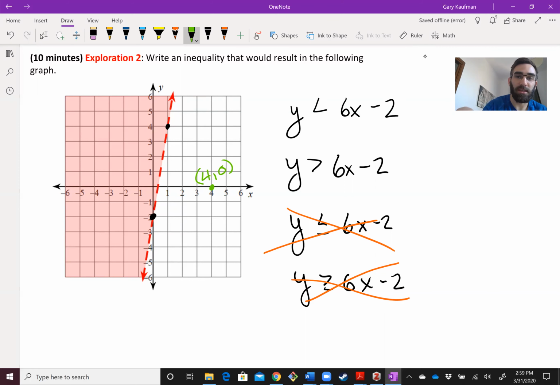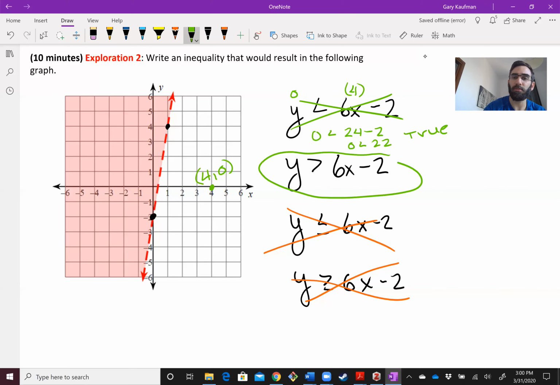Okay, so let's see, (4, 0). Well, that becomes 0 is less than 24 minus 2. 0 is less than 22. Well, that's true. But remember, for (4, 0), I want it to be false. That means that's not it. Process of elimination, that's it.